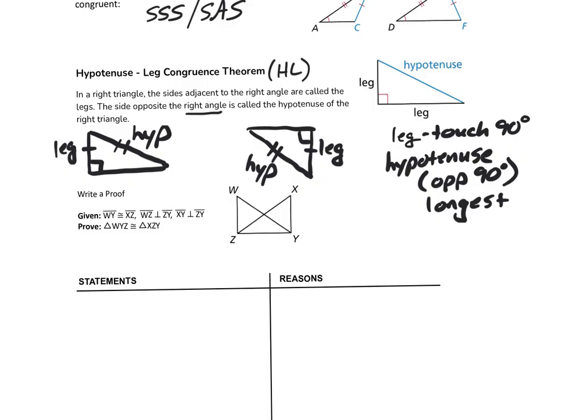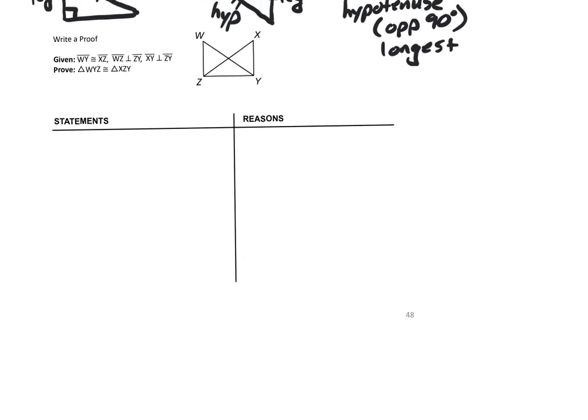Eventually, we're going to start seeing proofs that are just going to say prove it. And like today, it's kind of nice because we're only focused on HL, right? And we know that the proofs that we're going to see are going to be the HL theorem. But eventually, all of these could be in play. We could use any of these theorems when we try to prove triangles congruent. And that's going to be the part that gets to be a little bit harder as we go.